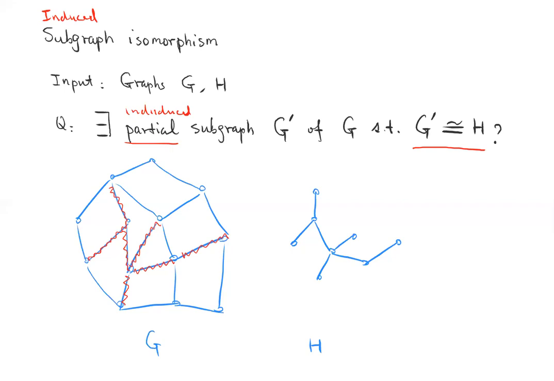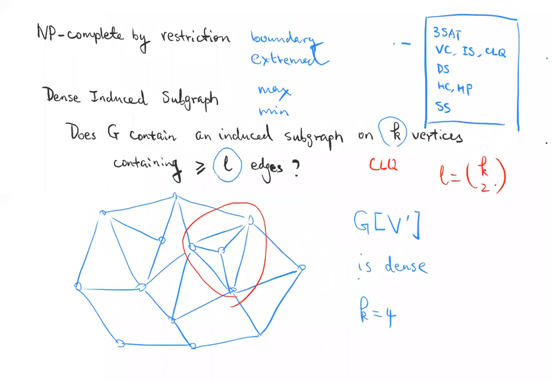Okay, so that's the definition of the problem. Now, let's consider the partial subgraph case first, subgraph isomorphism. Anyone see that any particular NP-complete problem is a special case of this one? Recall that in our toolbox, we have these problems available. So these are problems that are available for us.